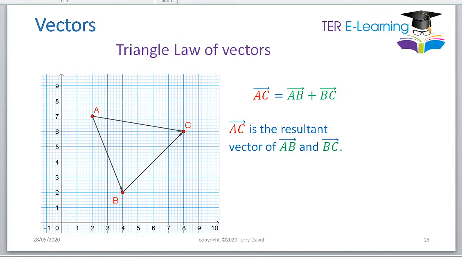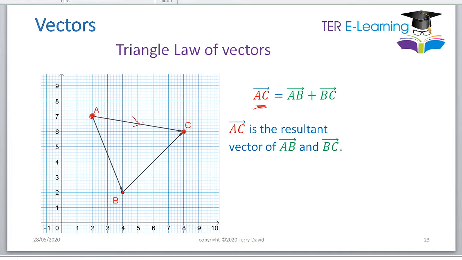Now, this here is an extremely important concept that you need to know. It's called the triangle law of vectors, and this is how we add vectors that are not in the same direction. I started off by talking about vectors and talking about moving from one position to the next. Now look at something here. The vector AC is moving from this point here to this point. This is my vector AC.